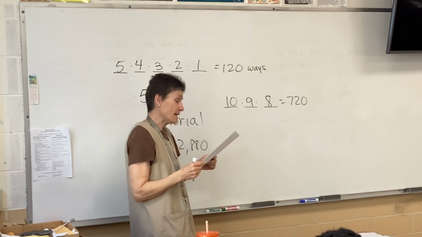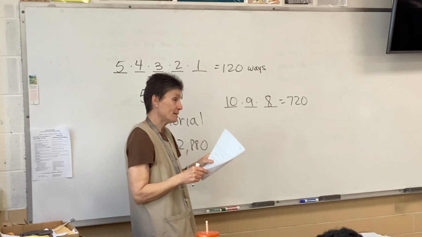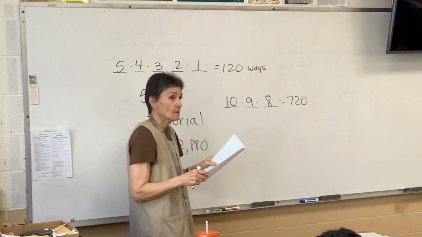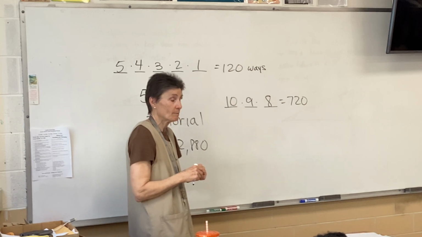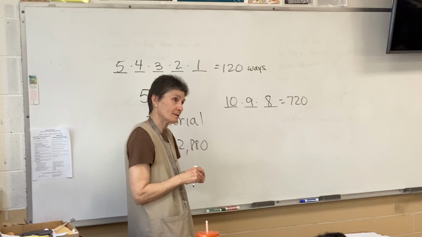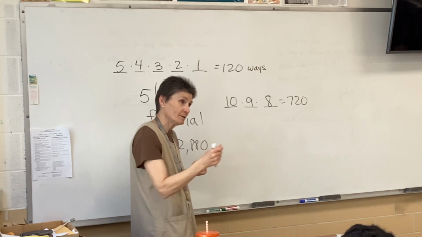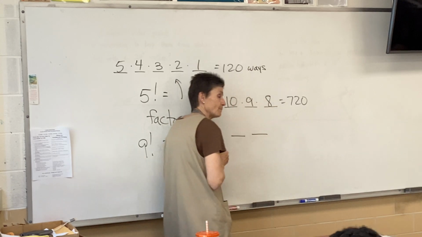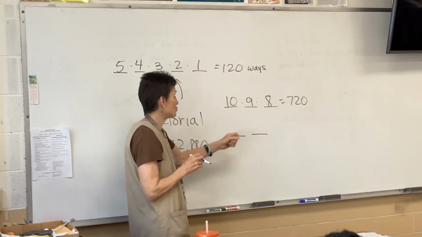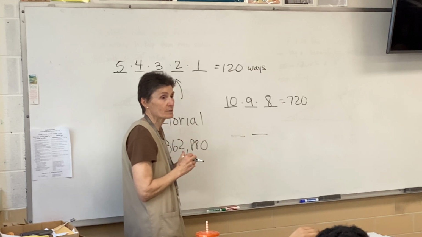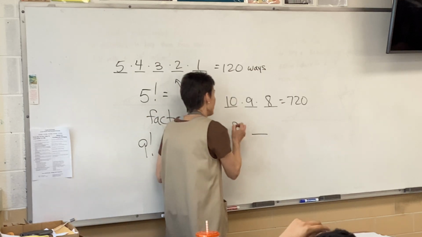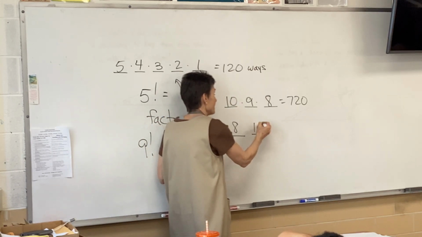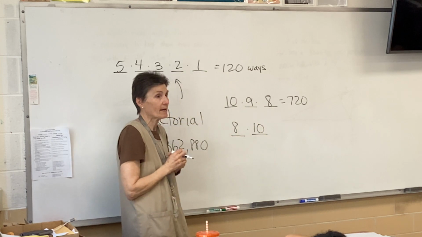All right, Mrs. Ford has 8 jumpers and 10 shirts. How many different outfits are possible? Okay, so every day I come to school, I go to the closet, and I grab a jumper, and I grab a shirt. How many choices do I have for jumpers? 8. How many choices do I have for shirts? 10. How many outfits do I have altogether?